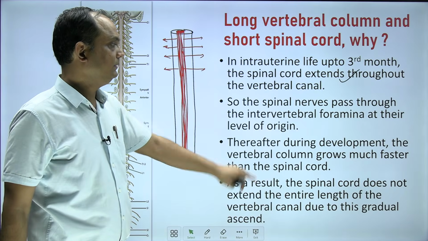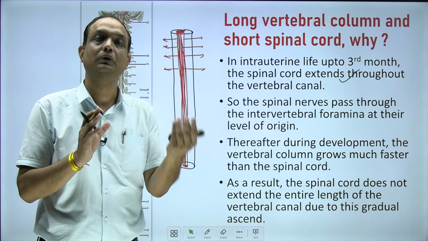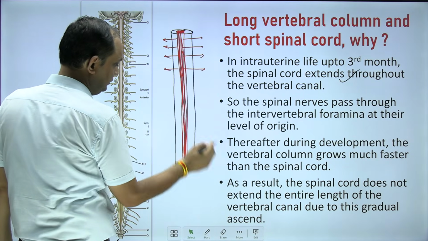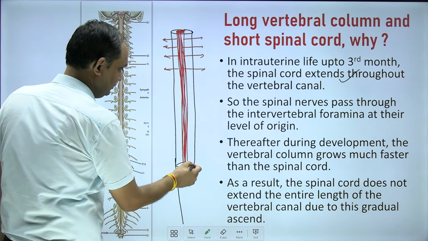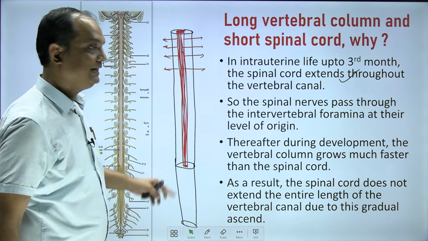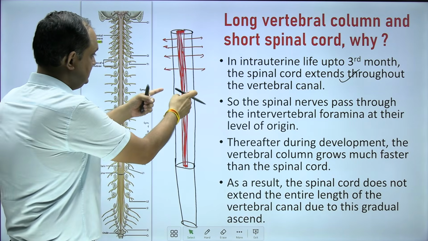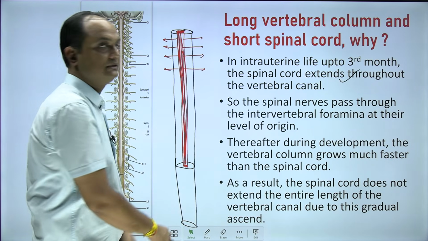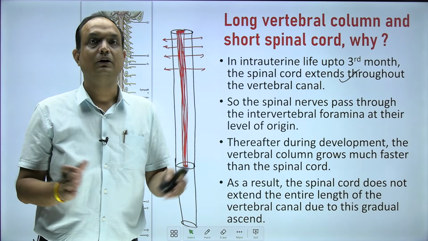Now after that, during development, the vertebral column grows much faster than the spinal cord. Or you can say that bony growth is faster than the nervous tissue. So this is the nervous tissue, this is the bone. Later on this bone grows faster as compared to the nervous tissue, so the nervous tissue has a relative ascent inside the canal. Why a relative ascent? Because the outer bony canal grows faster and the neural tissue is not able to cope up with the length of the vertebral canal.